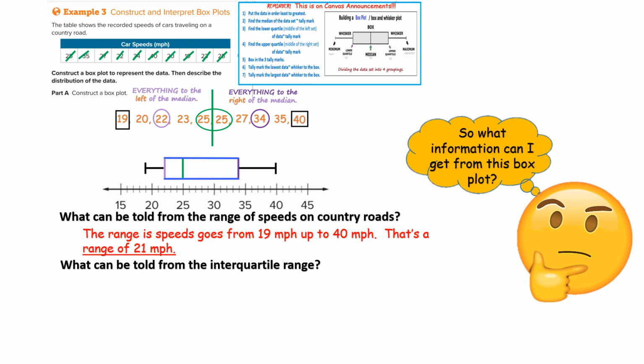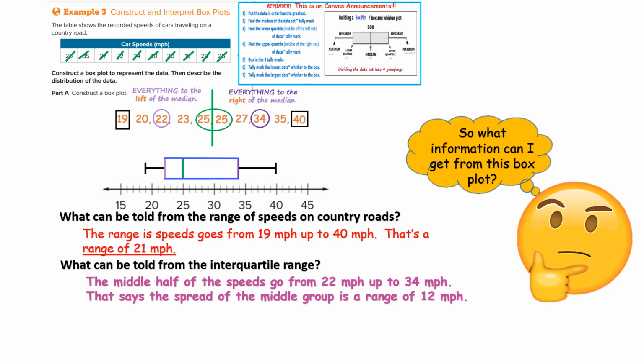Well, what can I tell about the interquartile zone? My interquartile zone, when I'm looking at those numbers, goes from 22 up to 34. So I write my sentences. The middle half of the speeds goes from 22 miles per hour up to 34 miles per hour. That says the spread of the middle group is in a range of just 12 miles per hour.